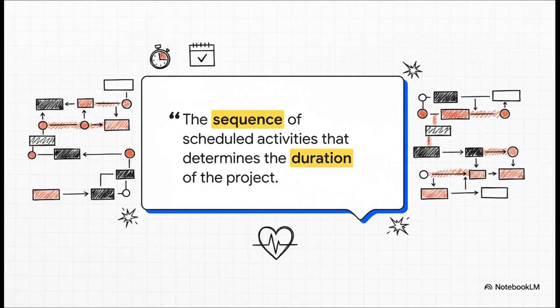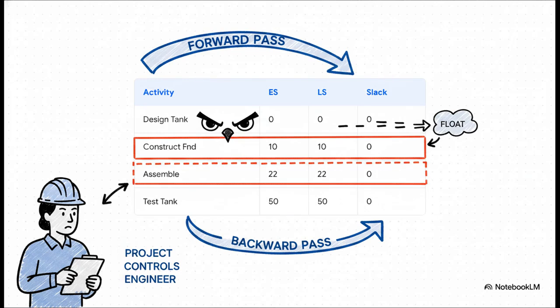None. If any single activity on this path slips by just one day, your entire mega project is delayed by a day. It is the absolute heartbeat of your project schedule. Let's say we're looking at some typical tank construction schedule data. To figure out our critical path, we apply forward and backward pass calculations.